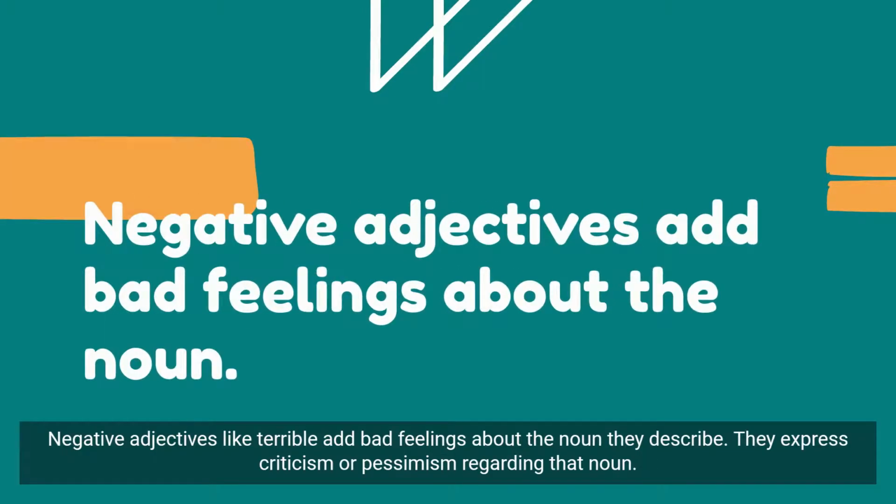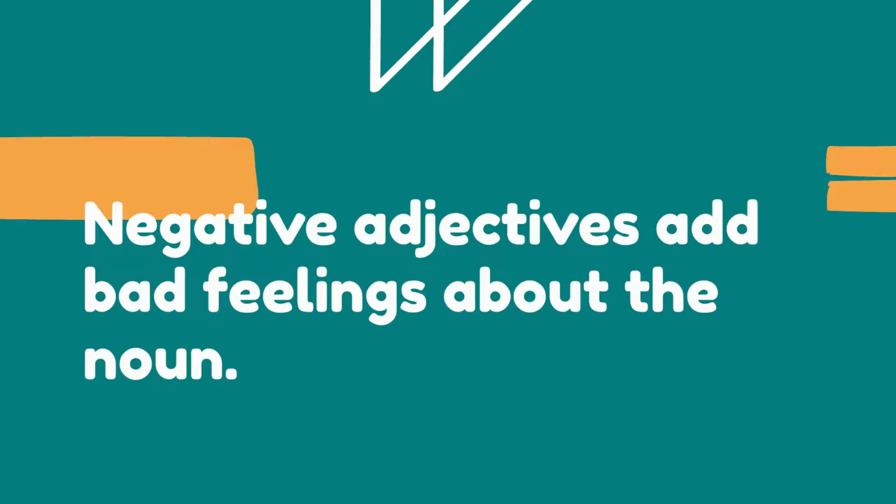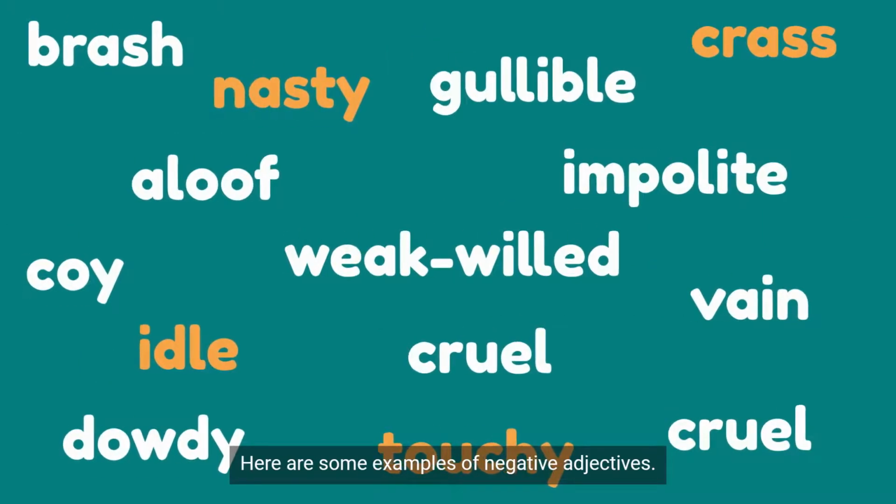Negative adjectives like terrible add bad feelings about the noun they describe. They express criticism or pessimism regarding that noun. Here are some examples of negative adjectives.